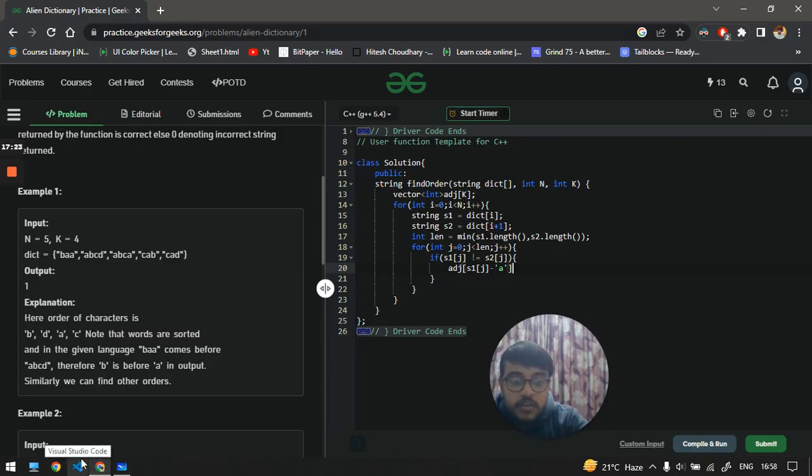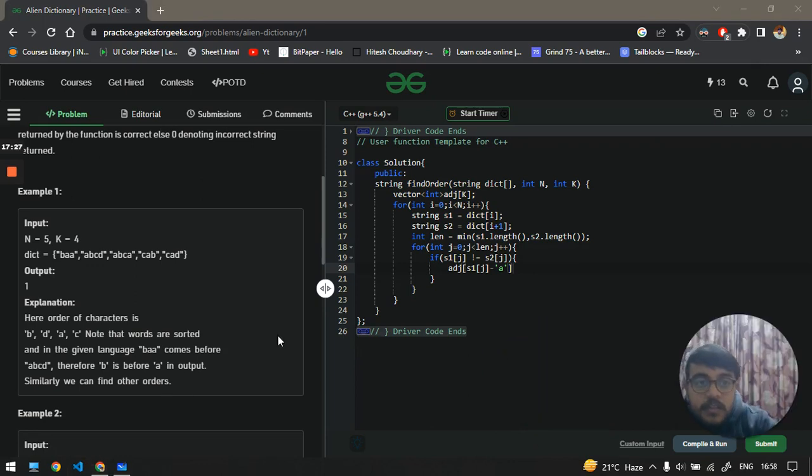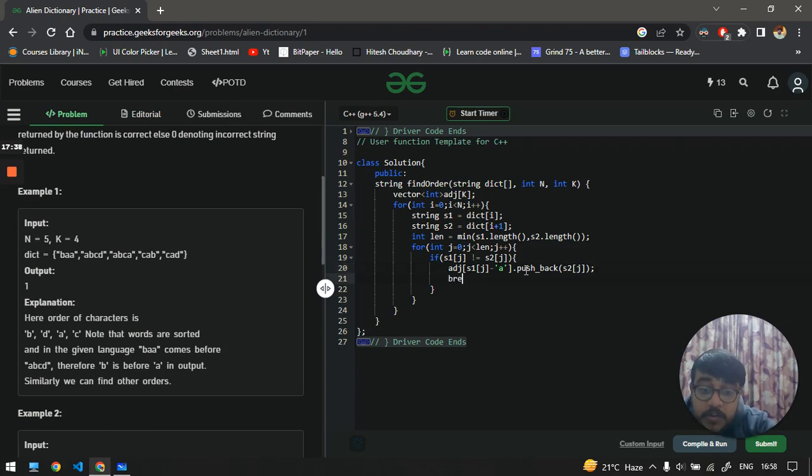So what I'll do now is push back s2 of j. And then I'll break it, because I don't want my graph to be disturbed after this or prior to this. So my graph is now ready. Now I just have to topo sort it, which is pretty simple.